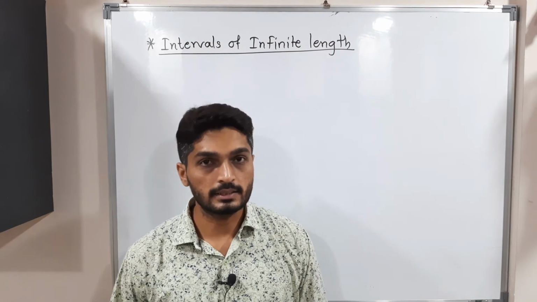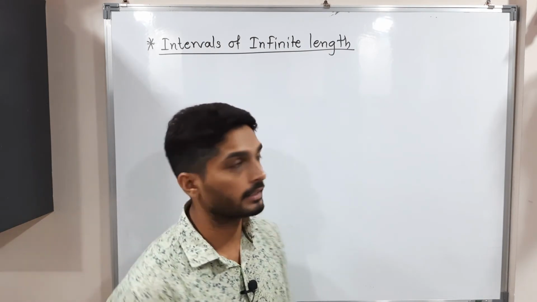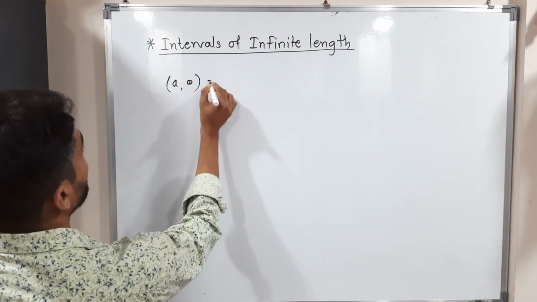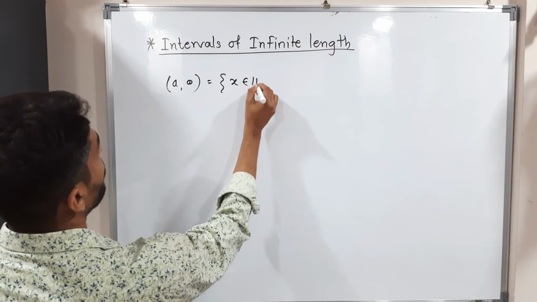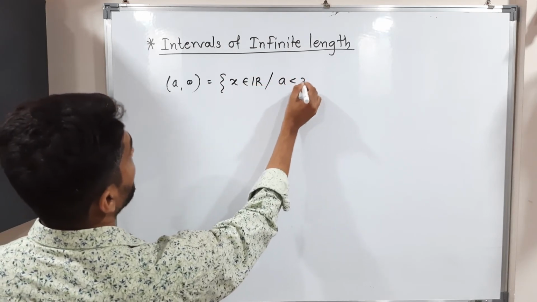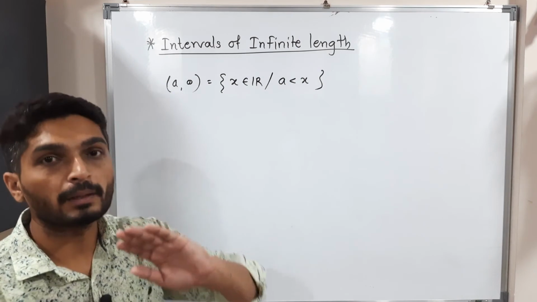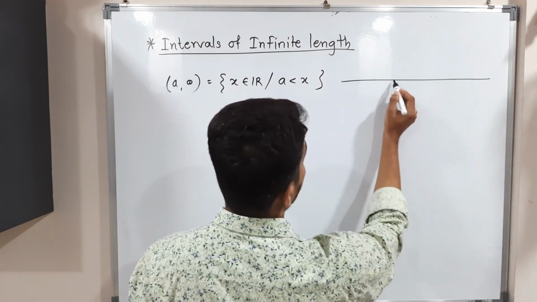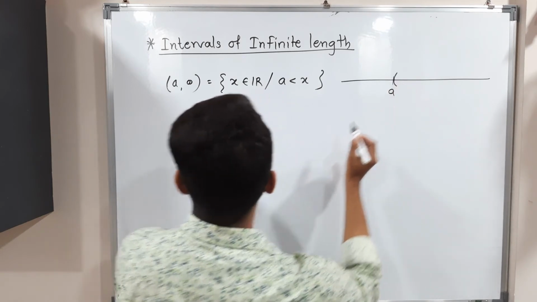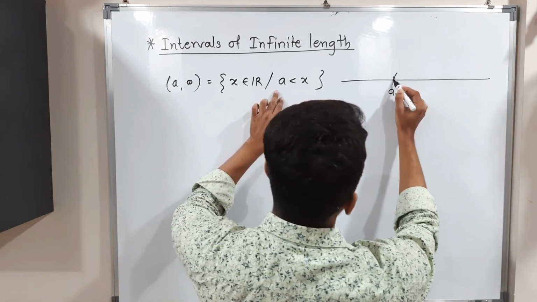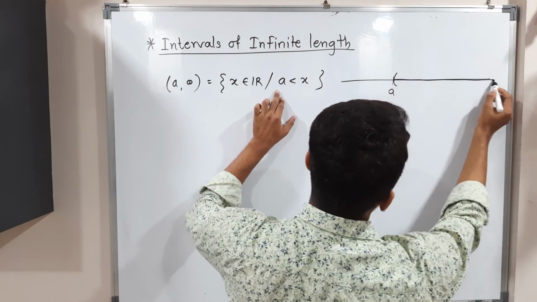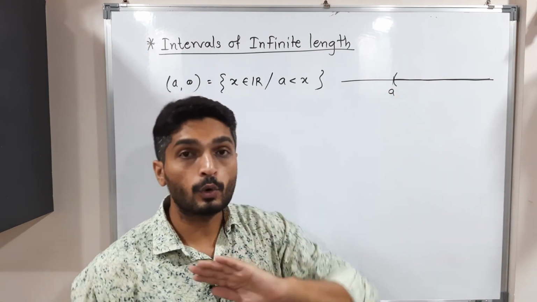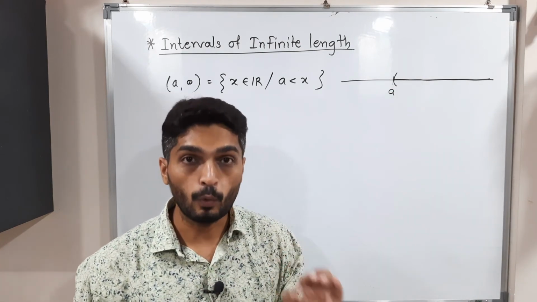The next concept is intervals of infinite length. That means the interval (a, infinity). It is the set x belongs to R such that a less than x. There is no upper bound. It is going to infinity. If this is a real line and some point a is here, we have all points which are greater than a, and it goes to infinity. Point a is not included here since it is an open interval.